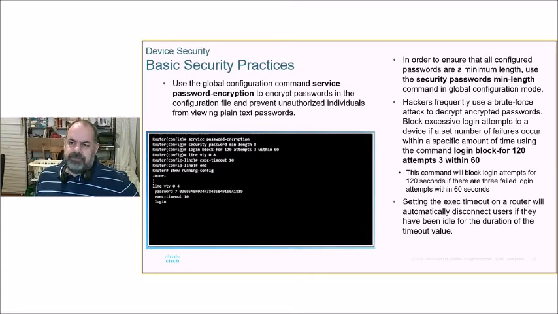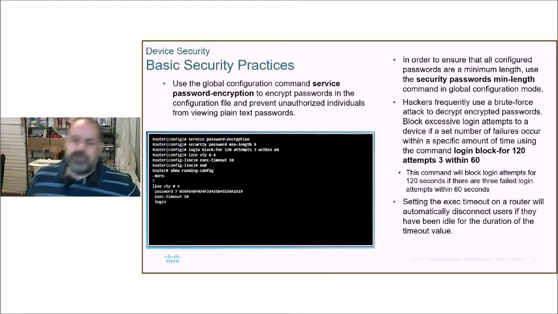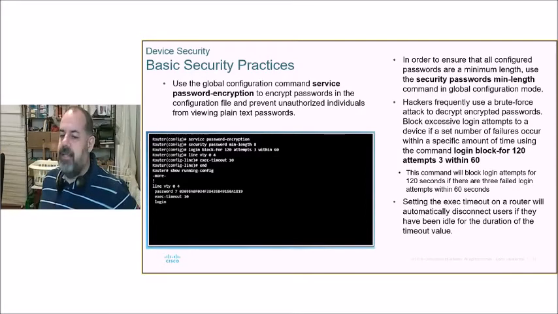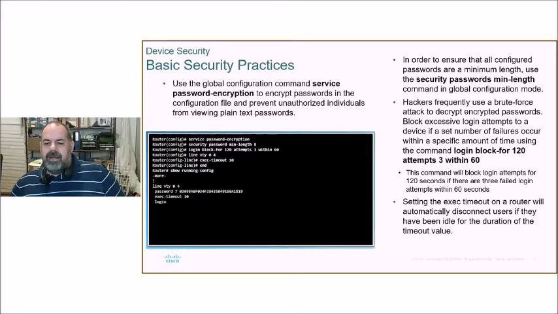Now, to protect from brute force attacks, you can block excessive login attempts to a device by setting a number of failures to occur over a specific time period. In this case, there's a command for Cisco, which is login block-for 120 attempts 3 within 60. In other words, if someone makes three failed attempts within 60 seconds, they'll be blocked for 2 minutes, or 120 seconds. So, instead of brute forcing, they're only going to get 3 every 2 to 3 minutes. So that's not great for them.